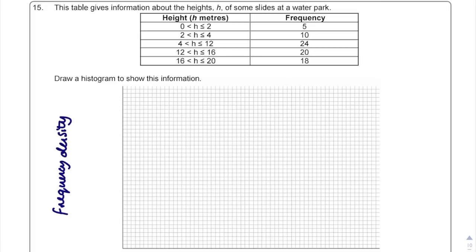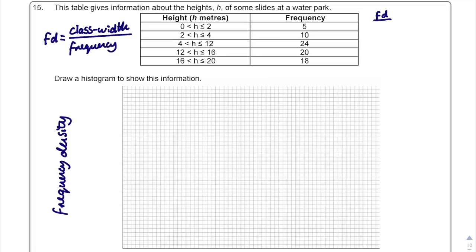So you should know the formula for frequency density is the frequency divided by the class width. So the class width is just the distance between each of these heights. So the class width between 0 and 2 would be 2. So what I'm going to do is add another column for frequency density, and we're going to work out the frequency density for each of these bits of data.